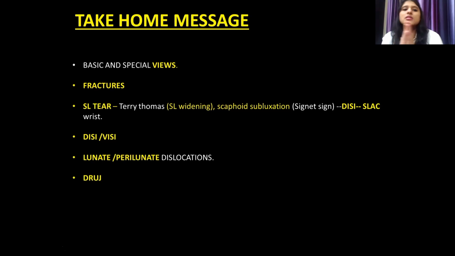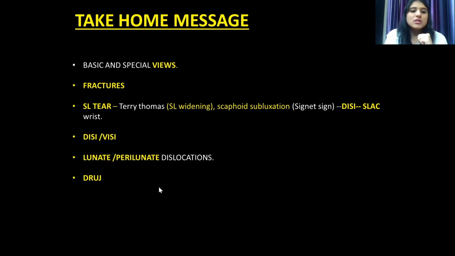We also discussed the scapholunate ligament laxity or tear, which leads to a predictable pathological spectrum of findings. The initial findings being scapholunate joint space widening on a PA view, then scaphoid subluxation, signet ring sign, then DISI, and then the advanced degenerative findings because of proximal migration of the capitate. Then we commented upon VISI, which is because of tear of the lunotriquetral ligament, where the lunate tilts volarly.